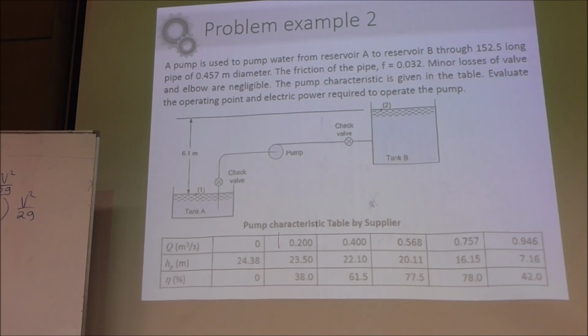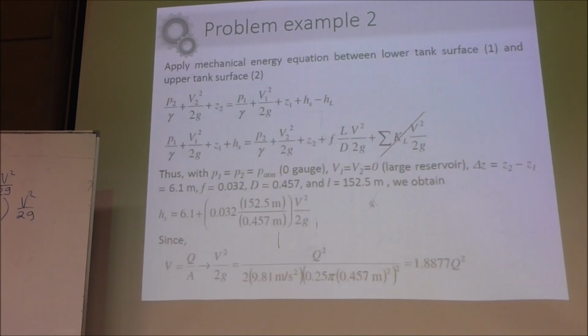So if you put a filter on your water flow, it really obstructs the flow. You get a lot of losses. Okay, the pump characteristic is given in the table rather than in the curve. It's given in the table. So what you need to do, same.